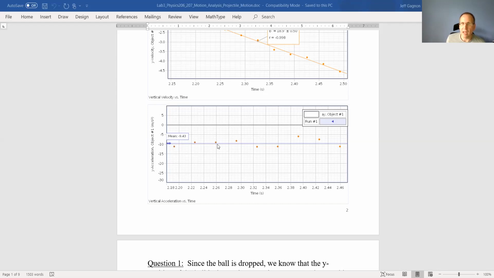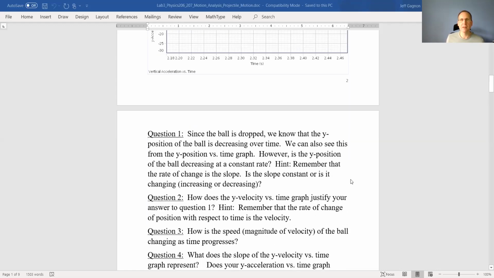And you're just going to do an average, a mean. You're going to hit that sigma button for the acceleration versus time. And then you're going to answer these questions based on those graphs.